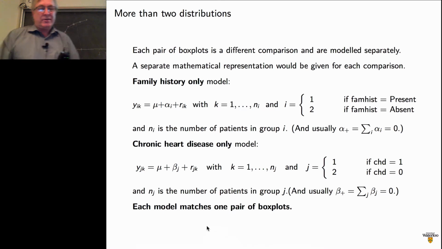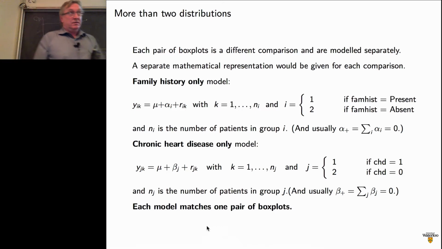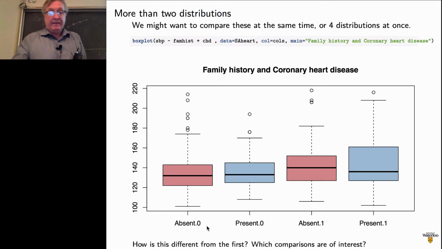Now, what's more interesting, of course, is to look at all of these at once. So I want to look at the folks that have no family history and no personal history of coronary heart disease. Those that have family history but no history of coronary heart disease. Those that don't have family history with coronary heart disease. Those that do have family history and coronary heart disease.